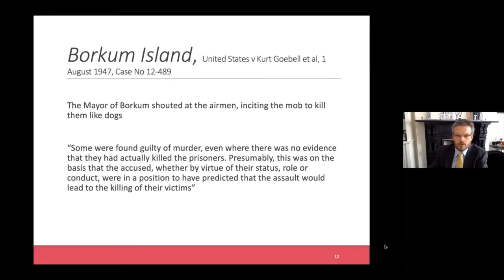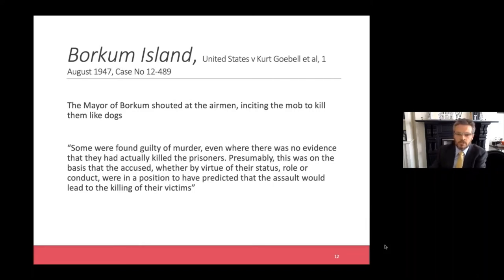Borkum Island also concerned the lynching of airmen by German soldiers and civilians, this time American airmen. The airmen had been forced down on the island of Borkum, taken prisoner, and then forced to march under military guard through the streets. They were made to pass between members of the Reich's Labour Corps, who beat them with shovels upon the order of an officer. They were then struck by civilians. As they passed the mayor of Borkum, he shouted at them, inciting the mob to kill them like dogs.